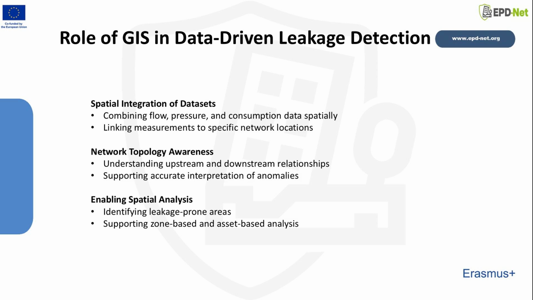GIS also supports an understanding of network topology. By representing upstream and downstream relationships, GIS helps analysts interpret anomalies more accurately. For example, abnormal flow detected at one point in the network can be traced spatially to identify potential leakage zones.